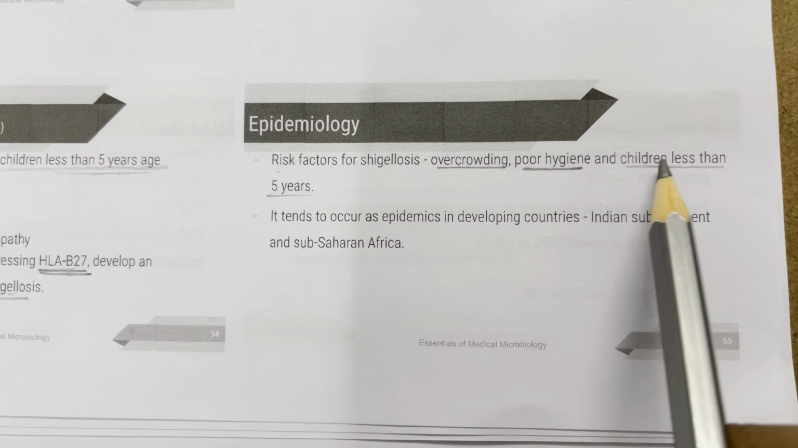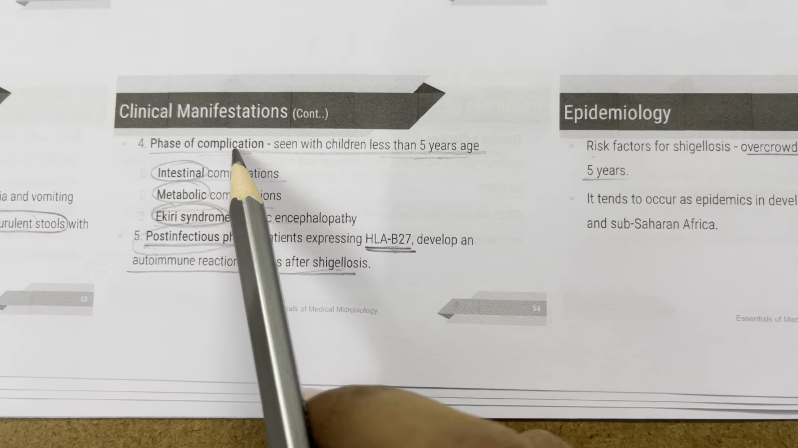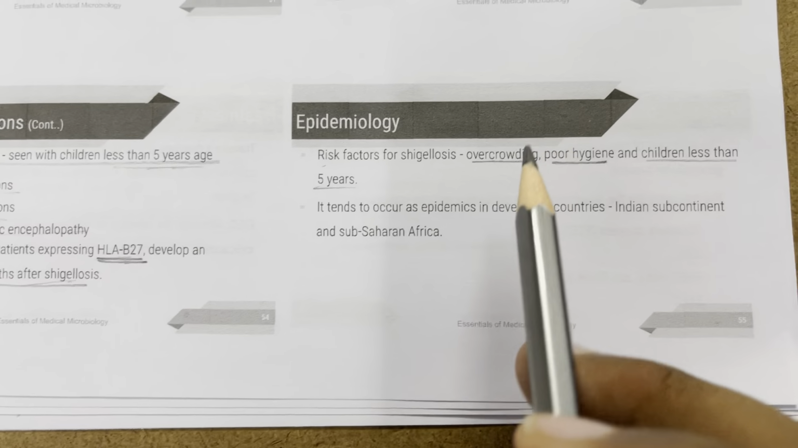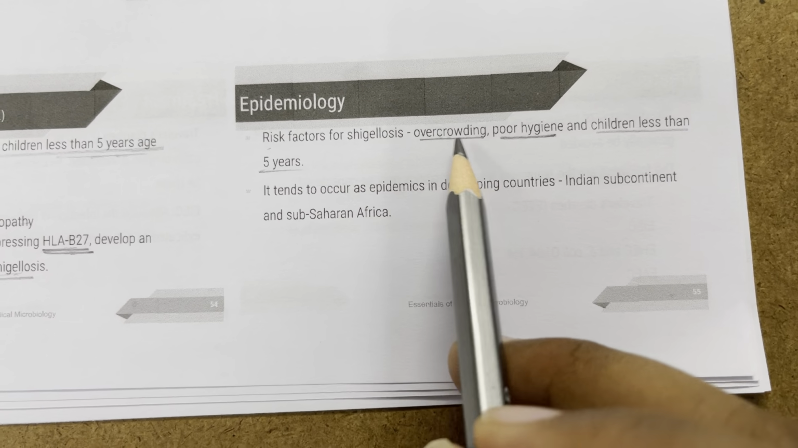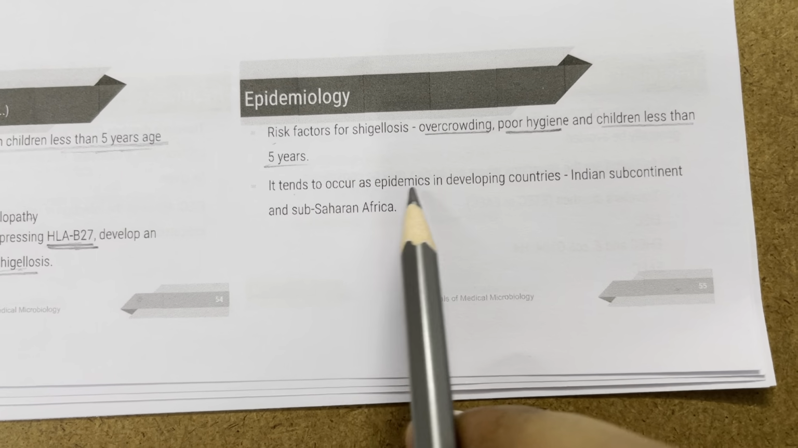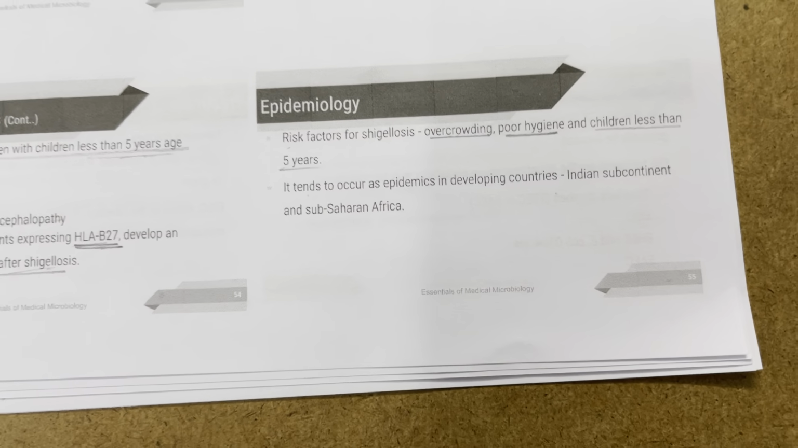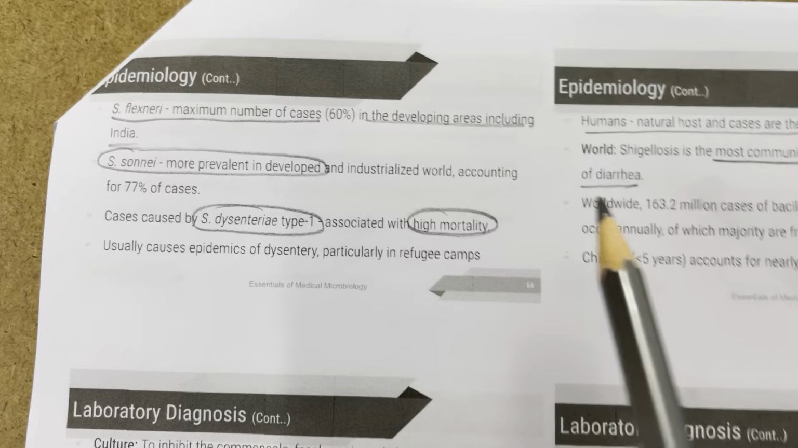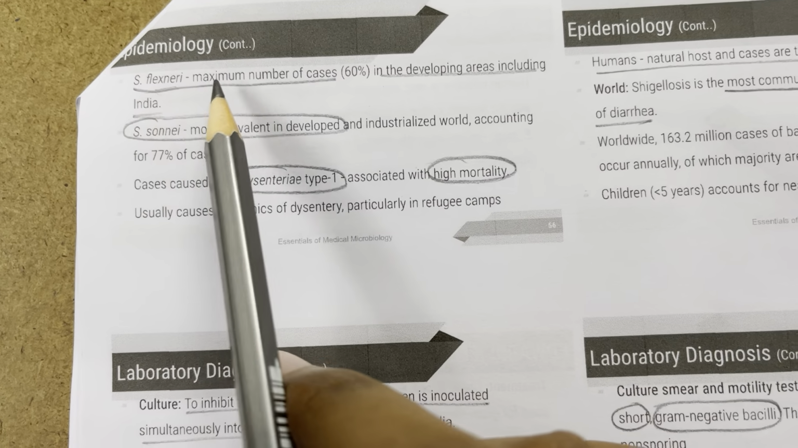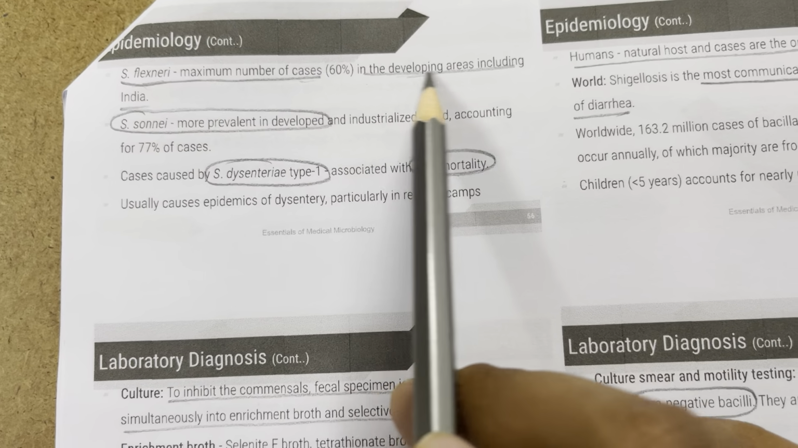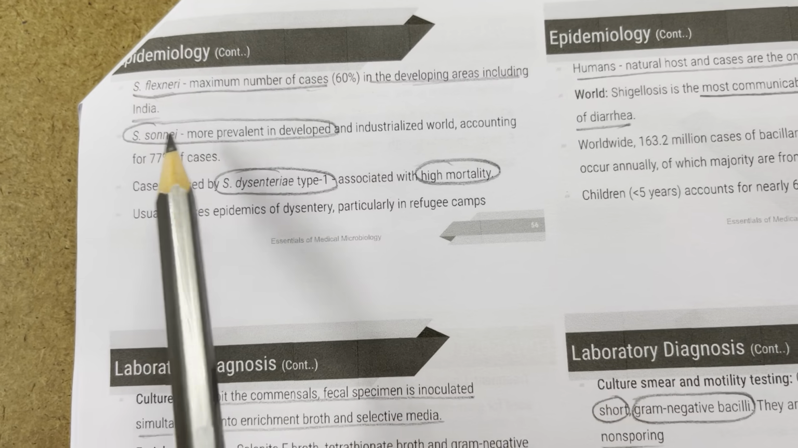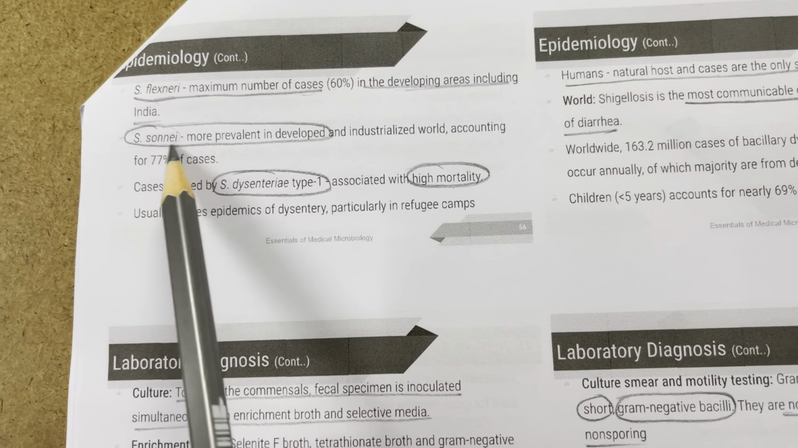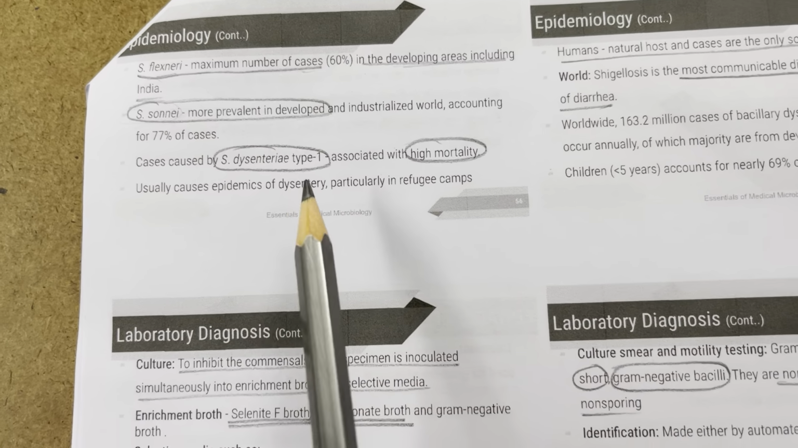So what are the risk factors? Children under 5, because the fourth phase of complication, intestinal, metabolic, and Akiri syndrome, are seen there. Also overcrowding and poor hygiene. It tends to occur as epidemics in developing countries in the Indian subcontinent and sub-Saharan Africa. S. flexneri has the maximum number of cases in developing areas including India. S. sonnei is more prevalent in developed countries.